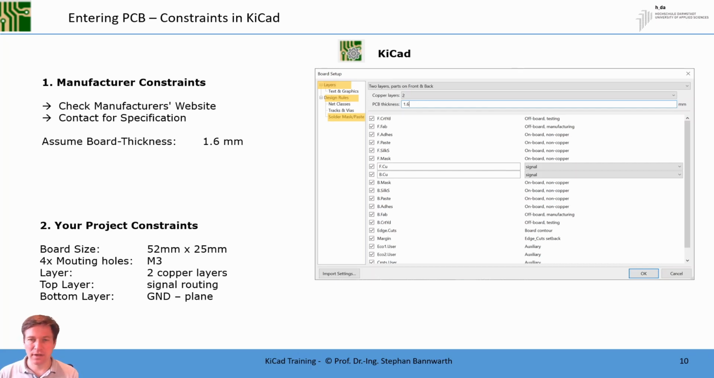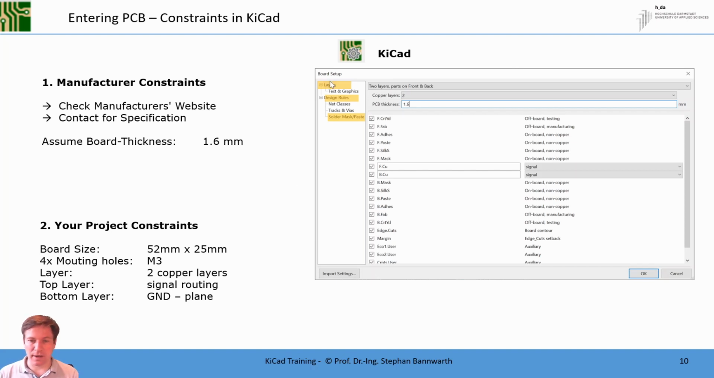Likely they are held. When you start to make more complicated designs, for instance with very thin tracks or something like this, then you have to go to a manufacturer and ask if this is possible to be produced or not. Okay, so I stated again, your project constraints: board size, mounting holes, copper layers. What's interesting here is the copper layers. For us, we use 2.